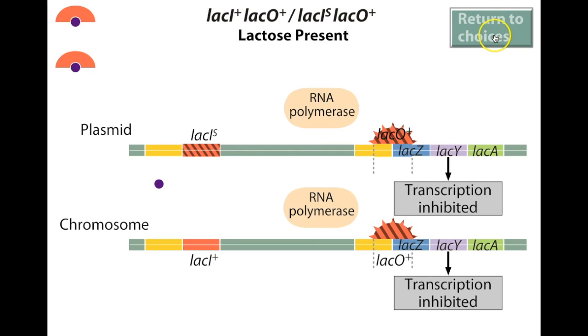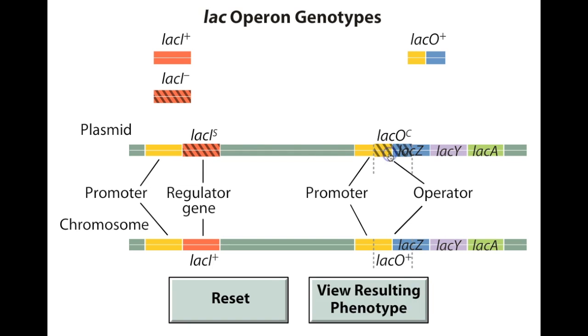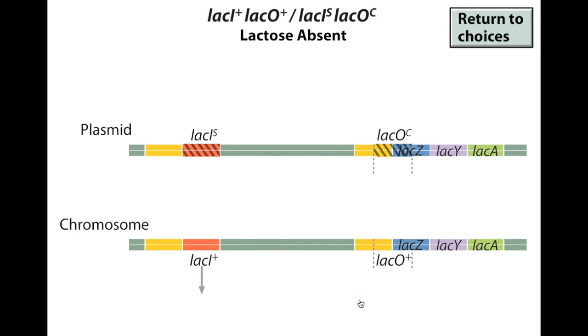Let's see if we can overcome the effect of the superrepressor. So we have the superrepressor, and then we have the constitutive promoter operator region in the plasmid. The LAC-I plus gene produces wild-type repressor proteins, whereas the LAC-IS gene produces mutant repressors that have no allolactose binding site. These repressors are called superrepressors. Both repressor types are transacting and could potentially bind to either operator region. However, neither the mutant superrepressors nor the wild-type repressors are able to bind to the mutant operator.